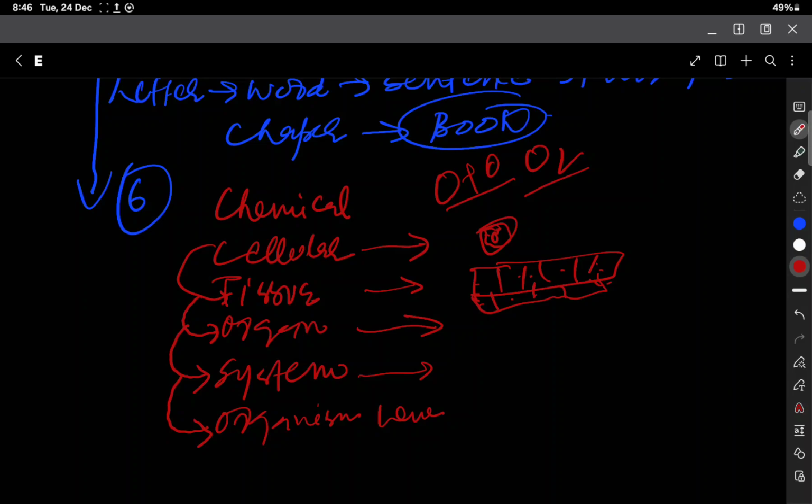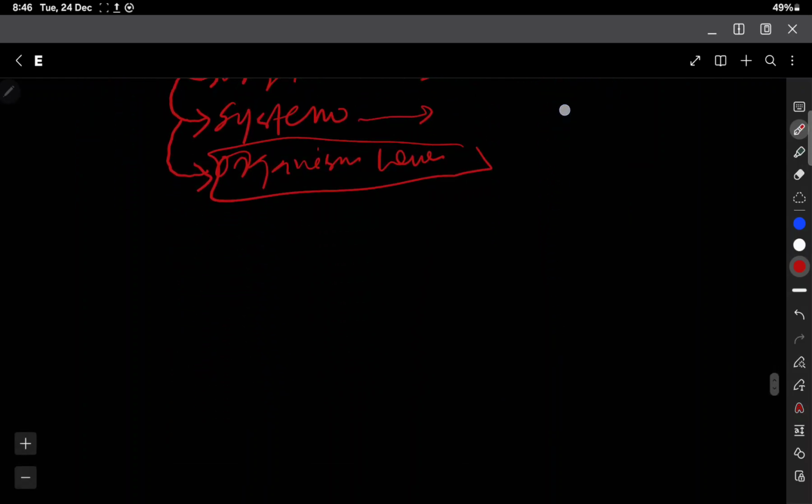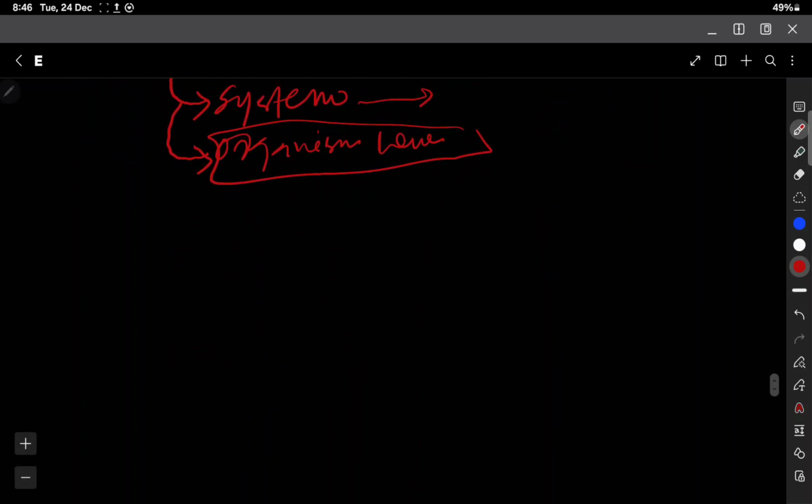Then different systems will combine together. For example, respiratory system, cardiovascular system, nervous system. All those systems will combine together and they will form the organism. So these are the different levels of the structural organization. Then one more thing which is included in this is basic life processes.